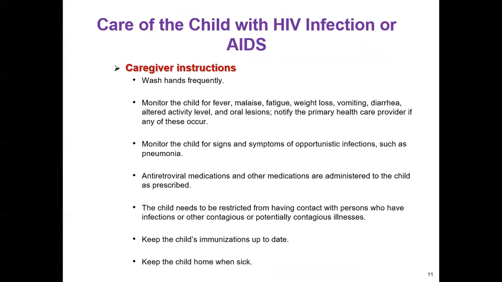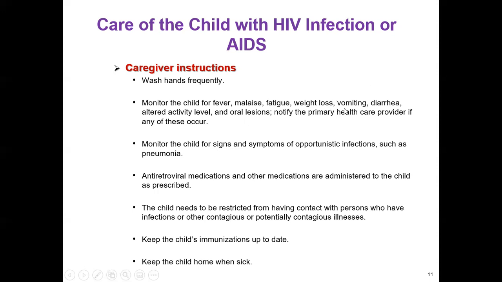What else? So what is the nursing care? So always wash the hands frequently. So standard precautions are important. Monitor the child for infection like fever, malaise, fatigue, weight loss, vomiting, diarrhea, right? And notify the primary healthcare provider if any of these occur.